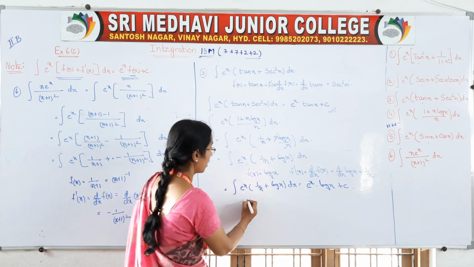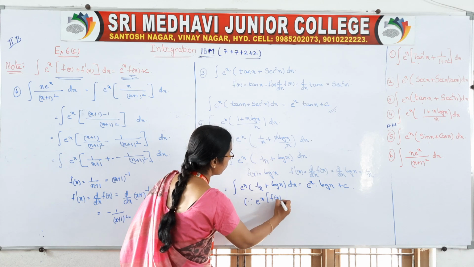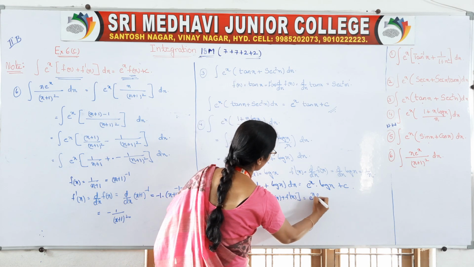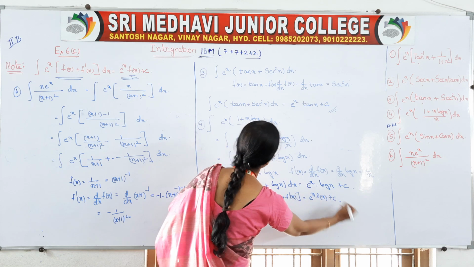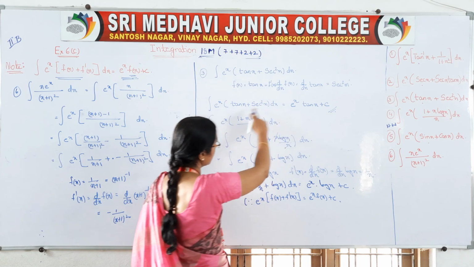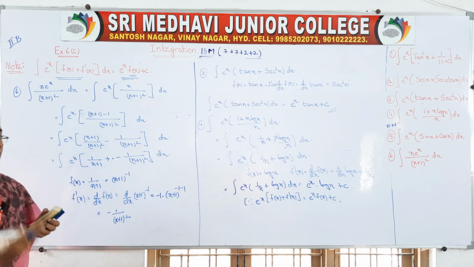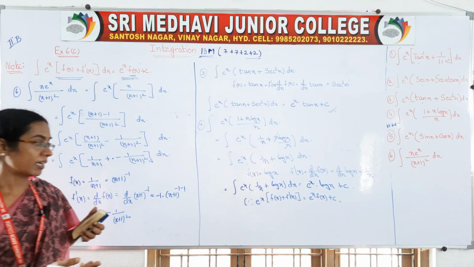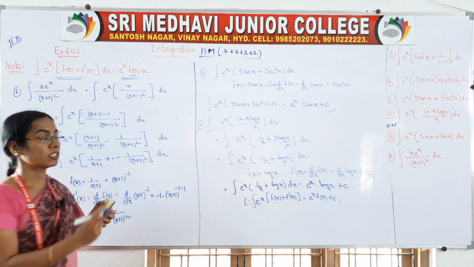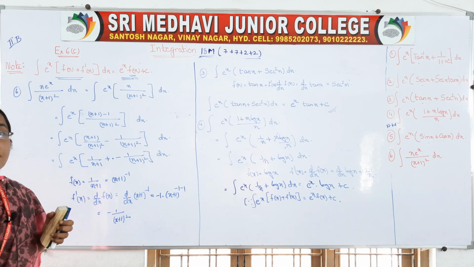So here also you have to mention "since": integral of e to the power of x into [f of x plus f dash x] is equal to e to the power of x f of x plus c. Okay, so here also you have to mention "since", right? Whenever e to the power of x into [f of x plus f dash x] is there, the integral of this, we can take in its place e to the power of x into f of x plus c.